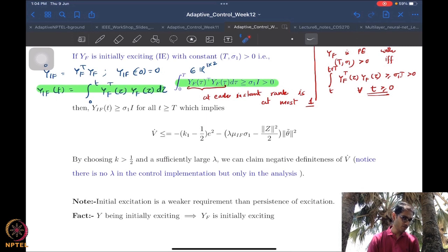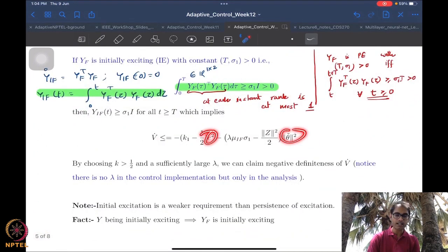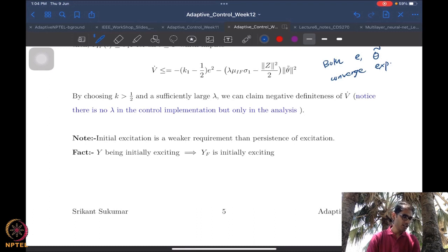All right. So this is, of course, nice. You have negative definite V dot, which immediately means that you have some nice exponential decay, in fact, because your V was also quadratic in E and theta tilde, and V dot is also negative quadratic in E and theta tilde. So you have a nice exponential decay. So a pretty strong outcome, I would say. And therefore, you can have convergence of both E and theta tilde exponentially. So pretty strong result here. So that's what it is, right? The certainty equivalence, the initial excitation based adaptive controller.